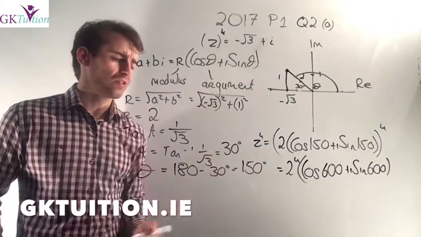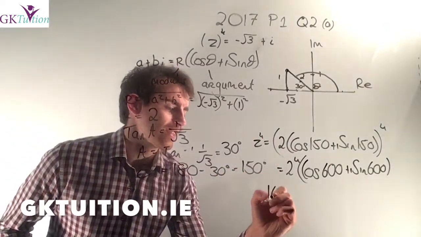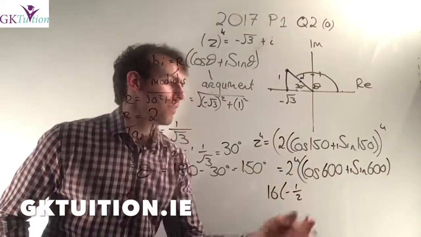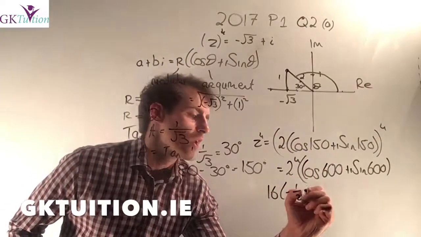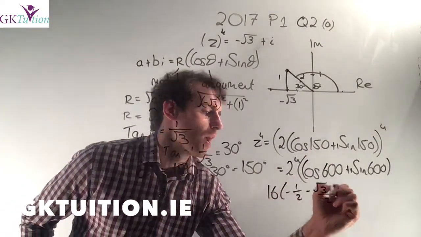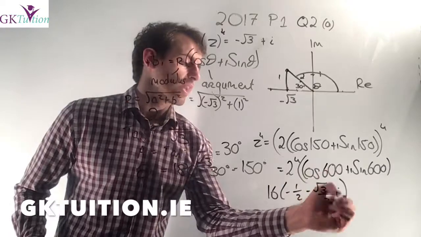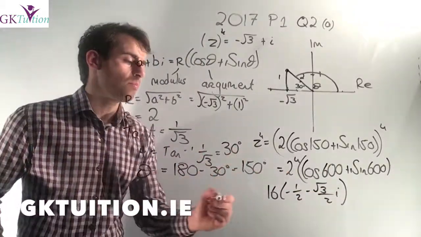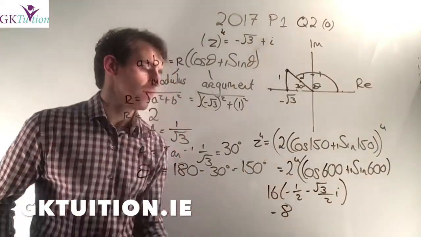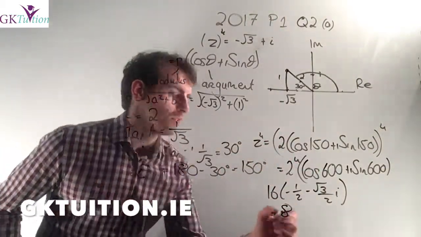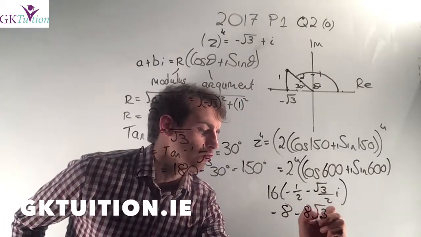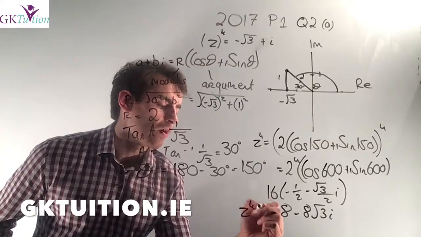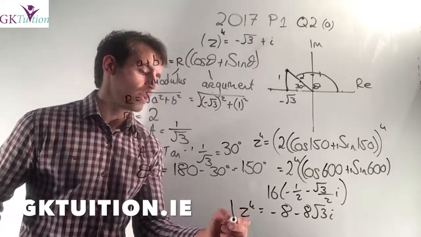And now obviously it's very straightforward. 2 to the power of 4 is 16. The cos of 600 is minus a half. And the sine of 600 is minus root 3 over 2, and there's an i in there as well. To simplify this fully, I just need to multiply out my bracket. 16 by minus a half is minus 8. 16 by minus root 3 over 2 is minus 8 root 3 times i. So my final answer is that z to the power of 4 is equal to minus 8 root 3 times i.